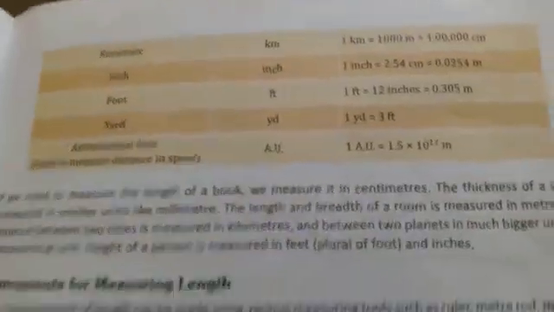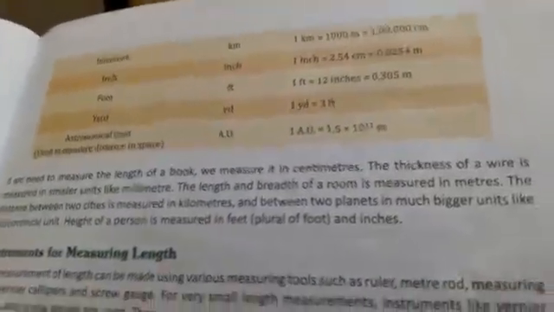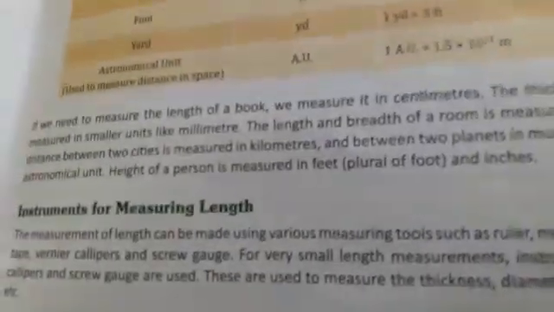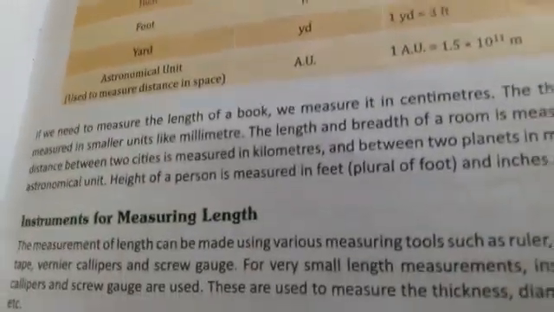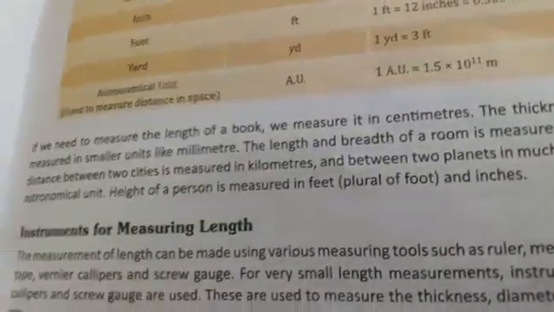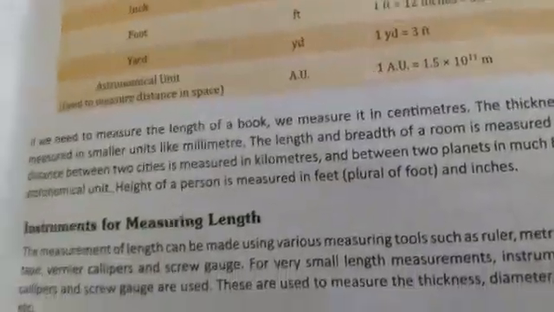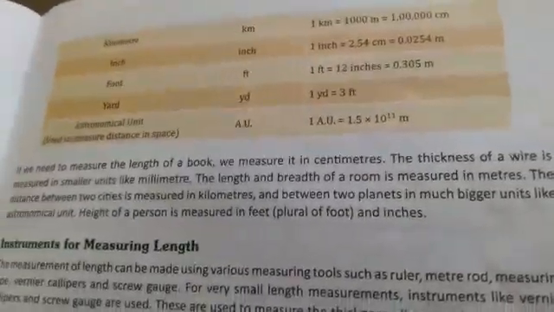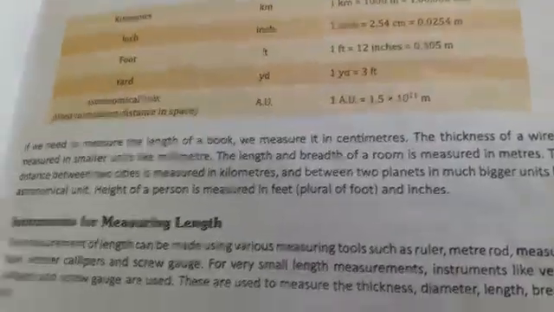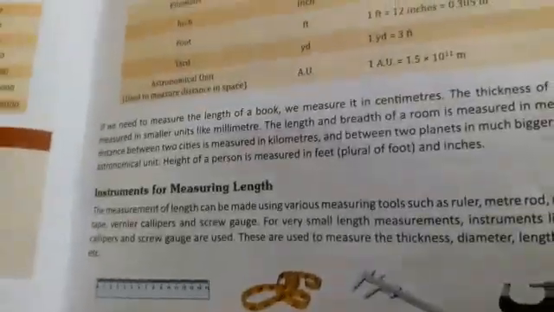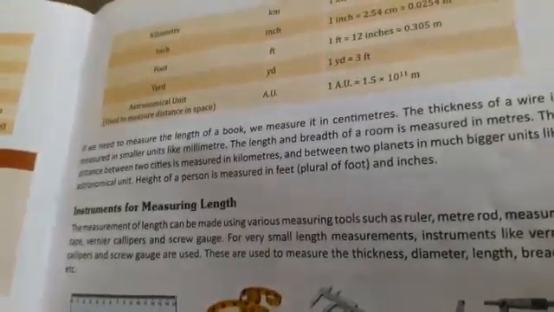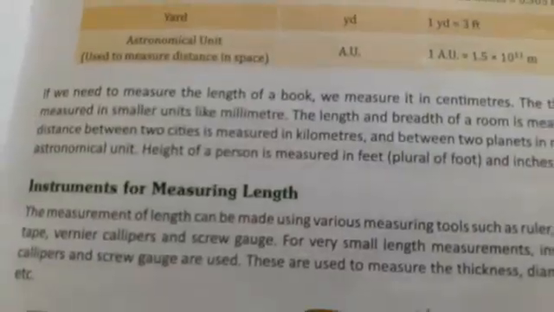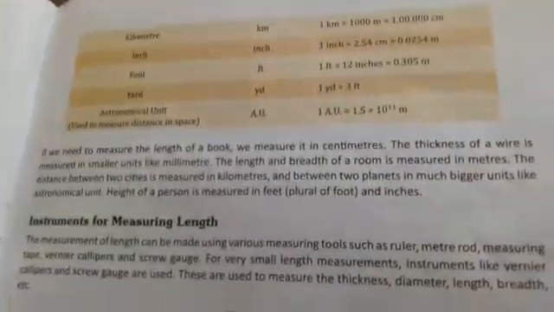Now we will see. If we need to measure the length of a book, we measure it in centimeter because it is very small. The thickness of a wire is measured in a smaller unit like millimeter. The length and breadth of a room is measured in meter. The distance between two cities is measured in kilometer, and between two planets in a much bigger unit like astronomical unit. Height of a person is measured in feet and inches.